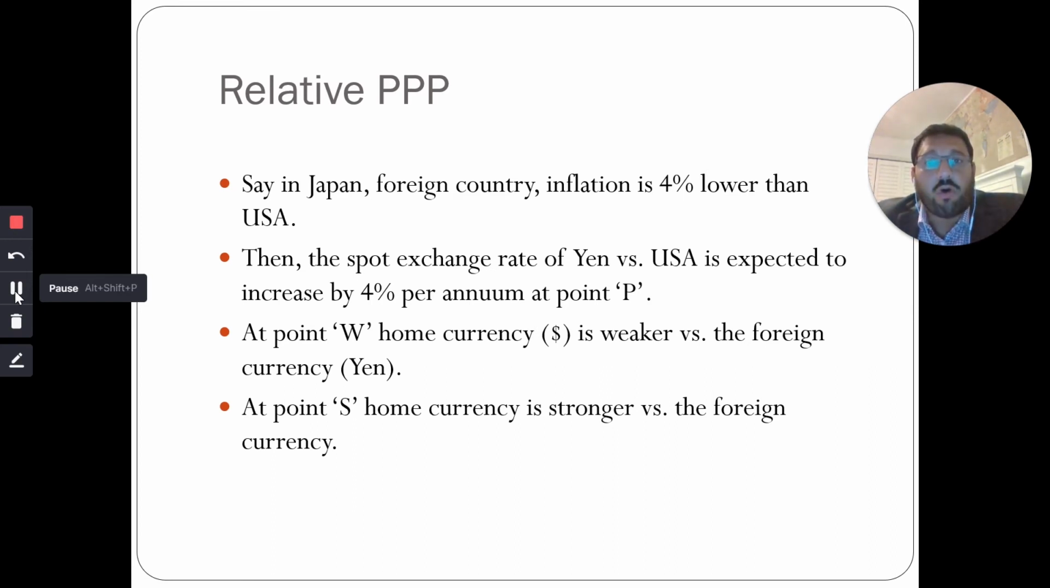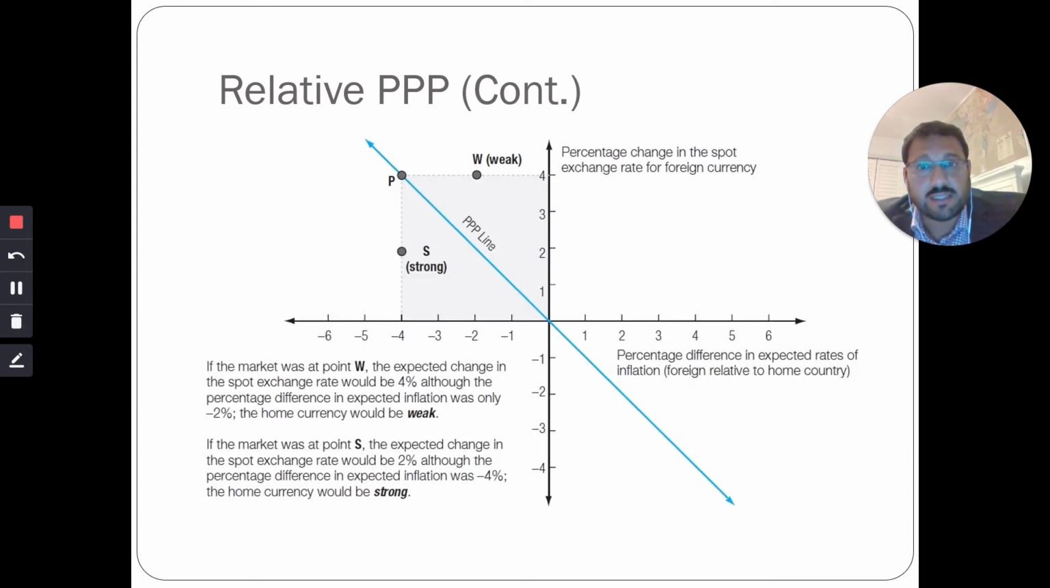And the spot exchange rate of the yen versus the USD, then we will expect to increase by 4% per annum at point P. So look at this figure over here. This line, which is the x-axis, is the percentage difference in the expected rate of inflation of the foreign relative to the home currency.